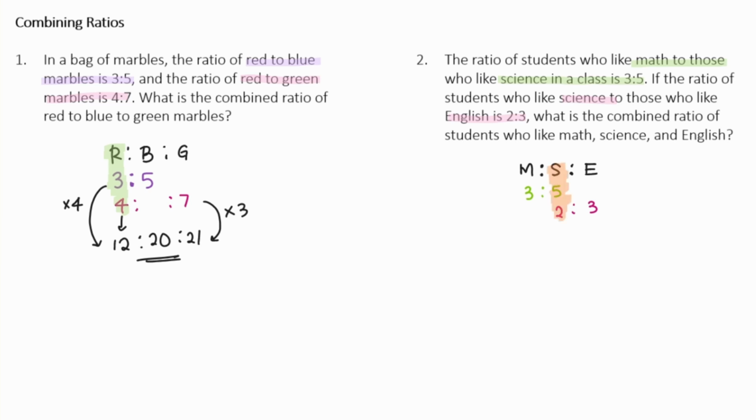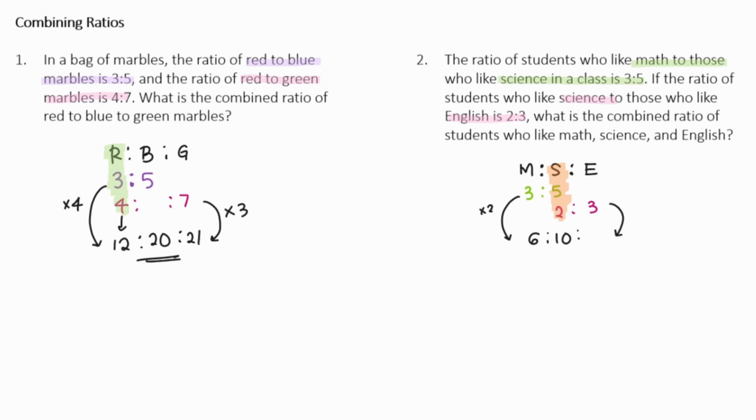As we can see, the common ratio in both these ratios is that of science, which is 5 and 2. The lowest common multiple of 5 and 2 is 10. So we can put 10 as our combined ratio for science. In order to find the combined ratio for maths, we need to see what we did to 5 to get 10, and we multiplied it by 2. And 3 times 2 is 6. So the combined ratio for maths is 6.